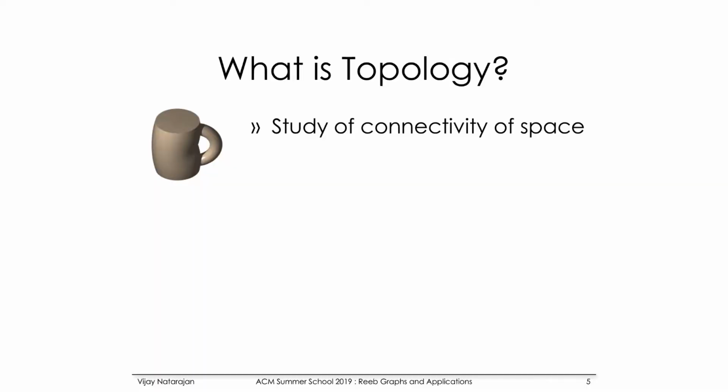So let's understand a little bit about topology as well. You may have heard the term topology. Topology refers to connectivity, how things are connected, right? If you are a computer science student, you may have heard this in the context of networks. If you are a math student, you have heard this in a more formal sense. So topology is essentially the study of how spaces are connected.